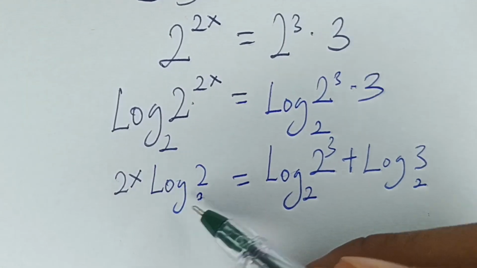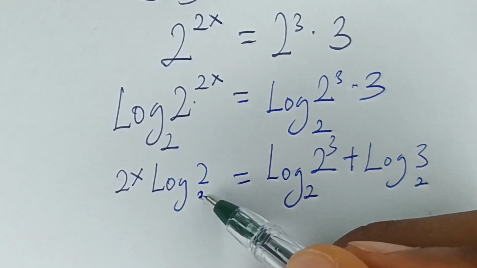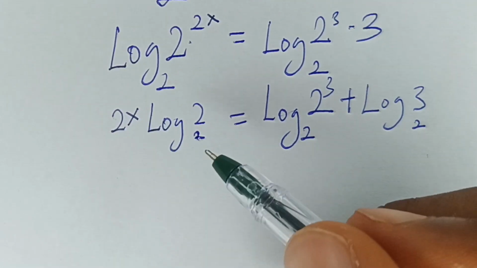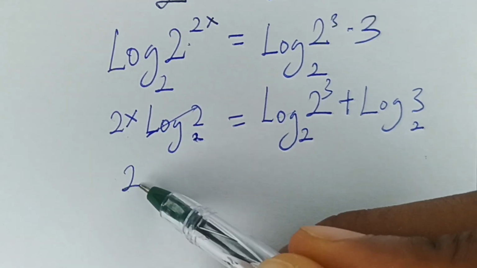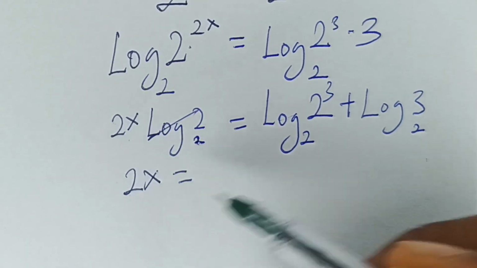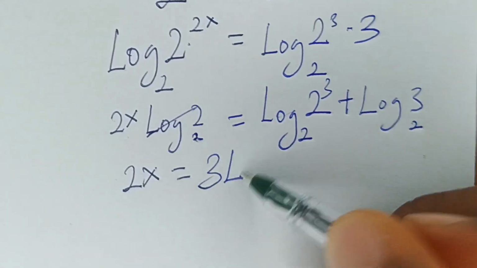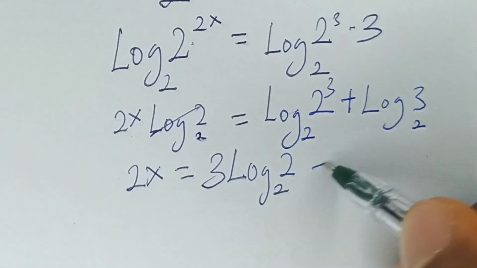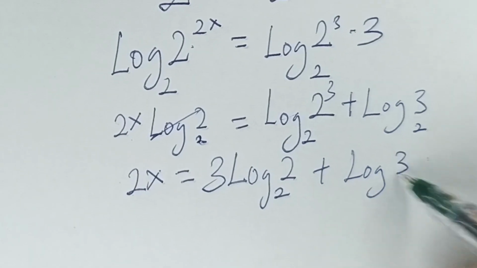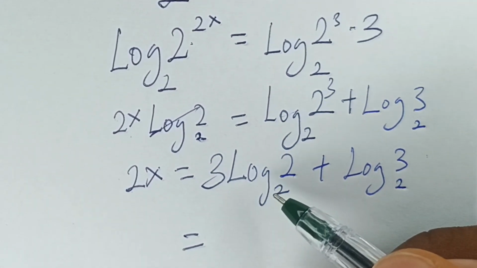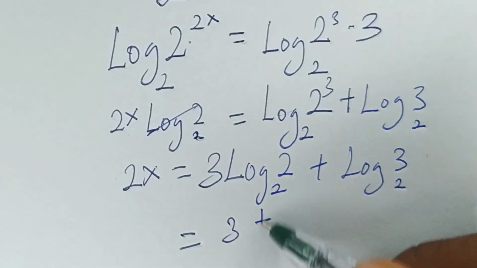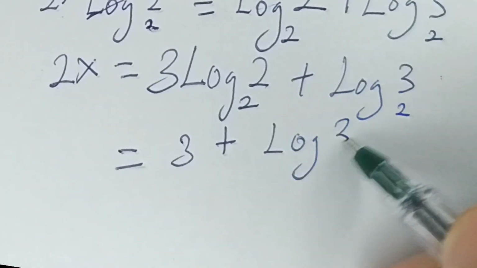Okay? Now, for this point, we can say that log of a number to its own base is 1. So this is log of 2 to base 2. So this will give us 1. So we have 1 times 2x to be equal to 2x. And this is equal to, multiply 3 times log of 2 to base 2 plus log of 3 to base 2. And this is equal to, log of 2 to base 2 is 1, so 1 times 3 is 3, plus log of 3 to base 2.